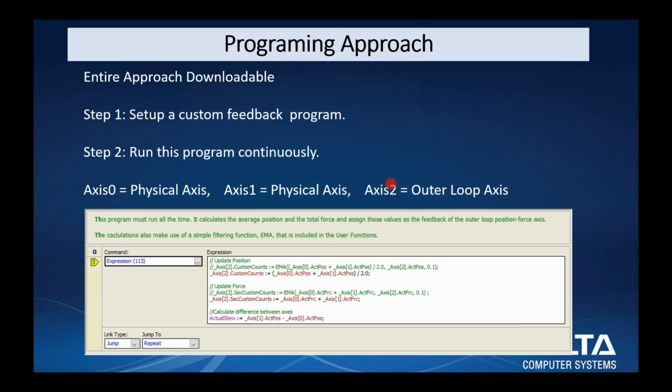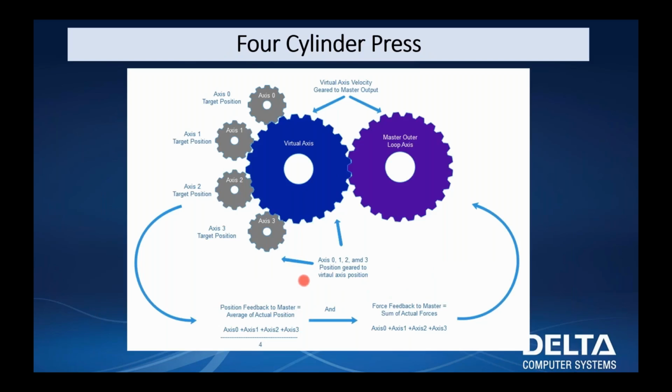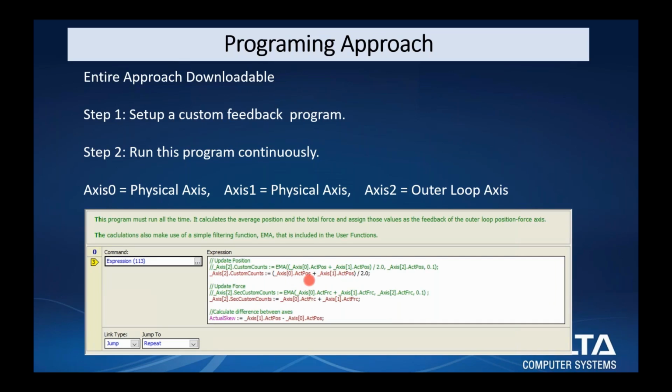Okay, so what does this look like in user programs? Well, here is our custom feedback. This is where that feedback is actually happening, right? From the previous slide, we had the average of our positions and the sum of our forces. You can see that's what's happening here. This example is just with 2 cylinders, just to make it a little bit more simple. Works the same way as 4, but there's only 2 here.